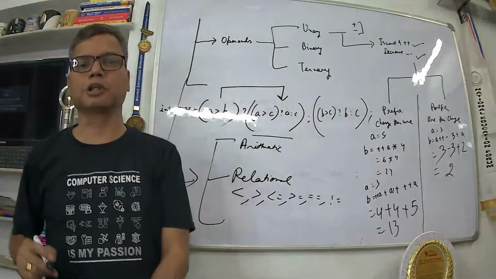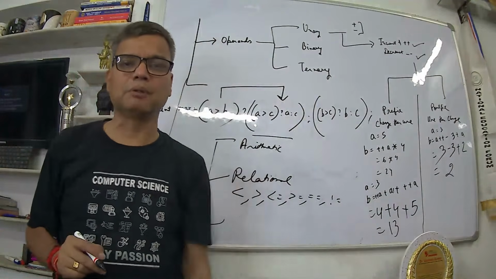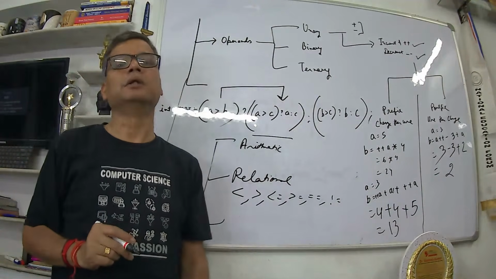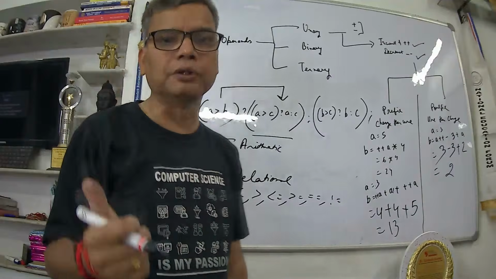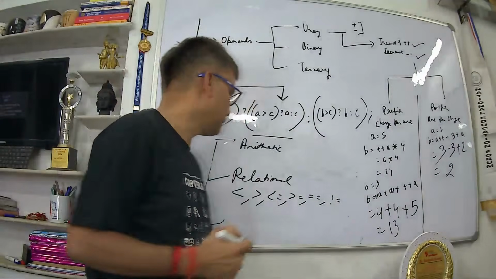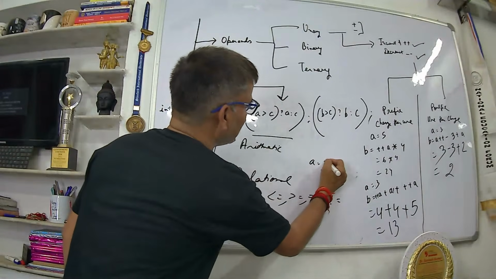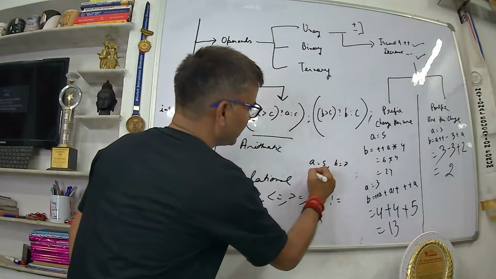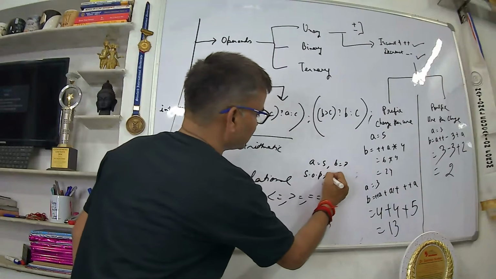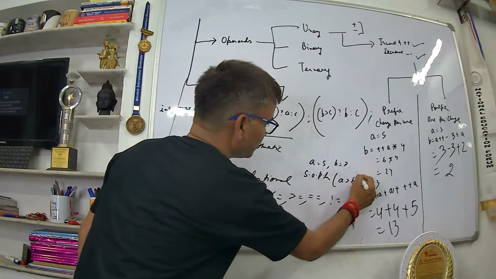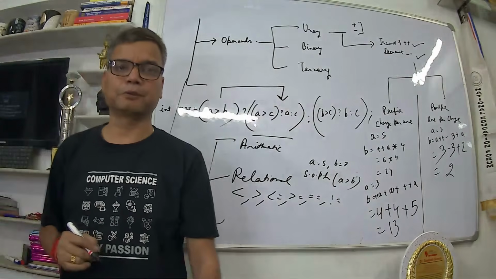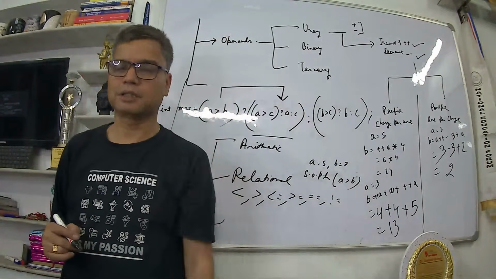These are all relational operators. And one thing always remember when we talk about relational operators: these relational operators always result in a Boolean value. Like if I say A equal to 5, B equal to 7, and I say System.out.println(A > B), what will be the output? The output will be false, right?